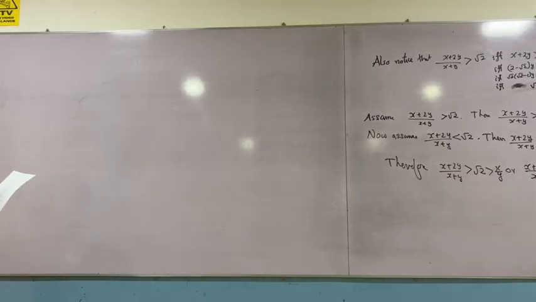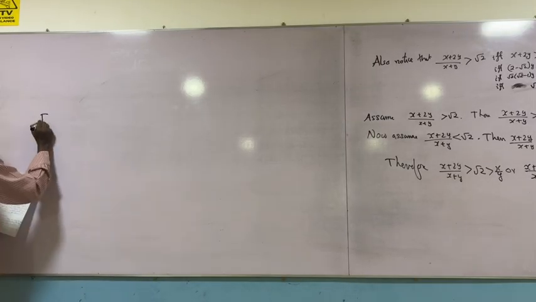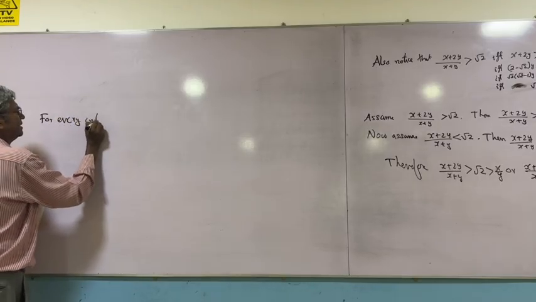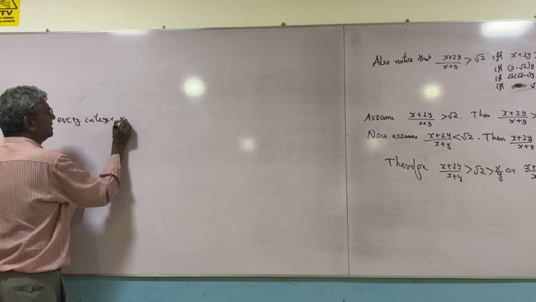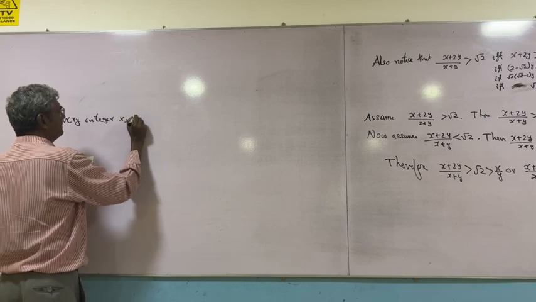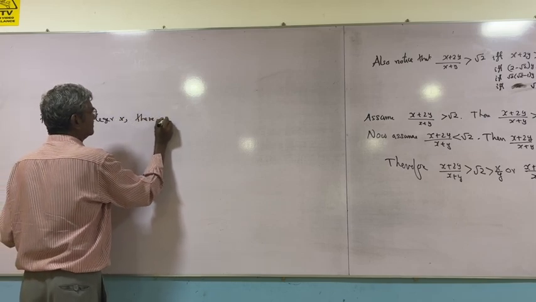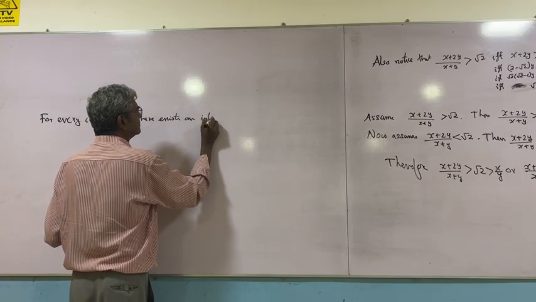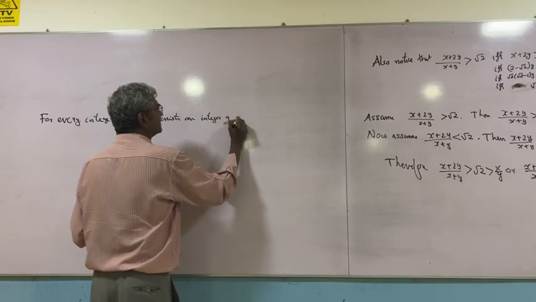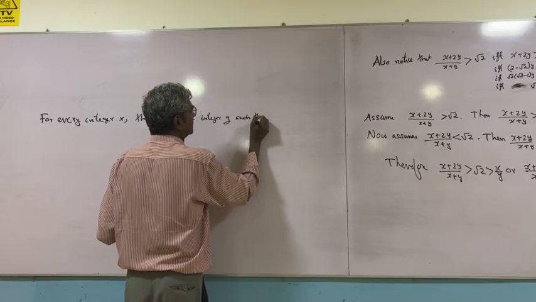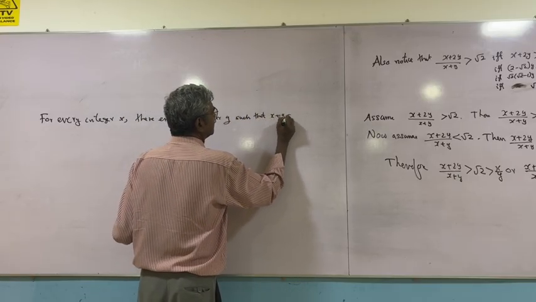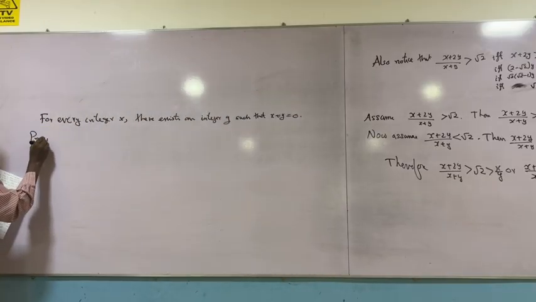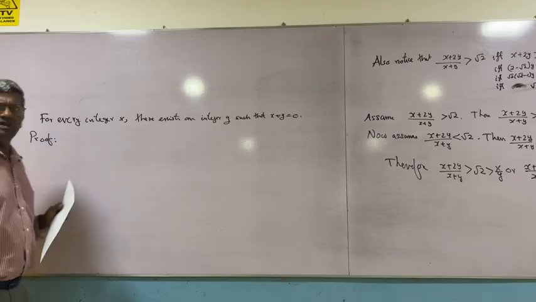Okay, so what are we going to do? Let me write: for every integer x, there exists an integer y such that x plus y is equal to 0. This is what we wanted to prove. So let's write the proof.